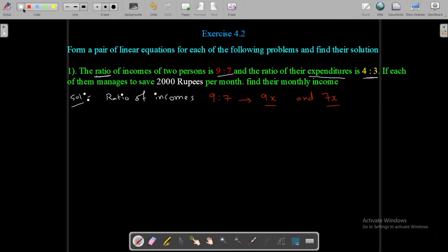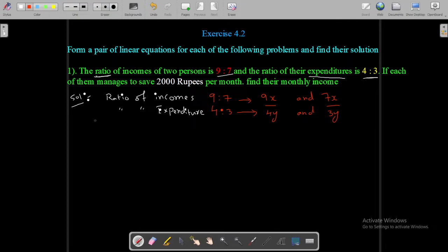Similarly, we will take the ratio of expenditure. Expenditure means how much they are spending. So the expenditure ratio is 4:3. So we will take this as 4y and 3y. So these are the two things which we are getting.